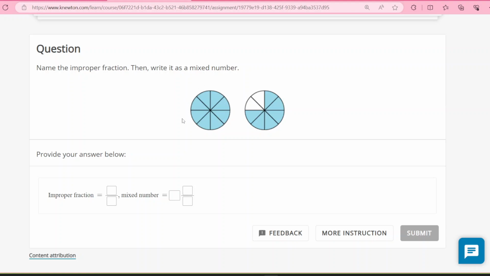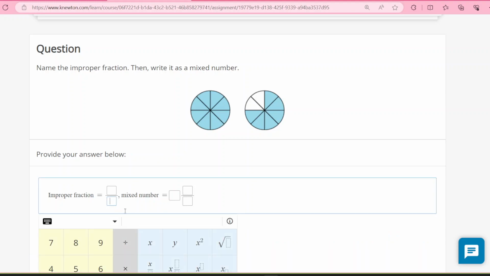A circle is considered one whole unit in this picture. And you see how this circle is divided up into 8 equal pieces. So my denominator is going to be 8, right? The denominators in these fractions will be out of 8.